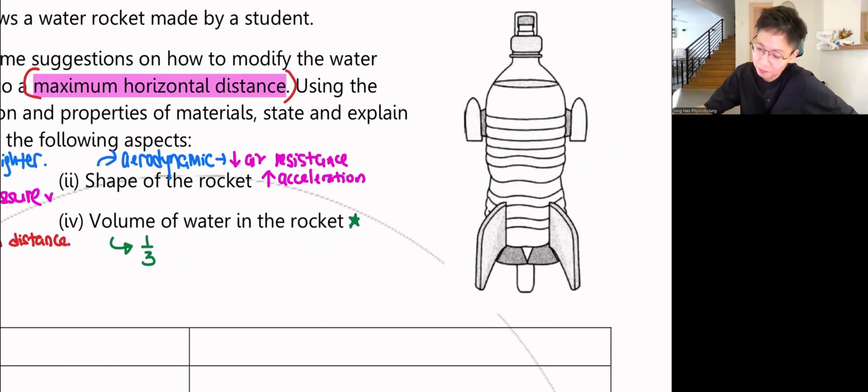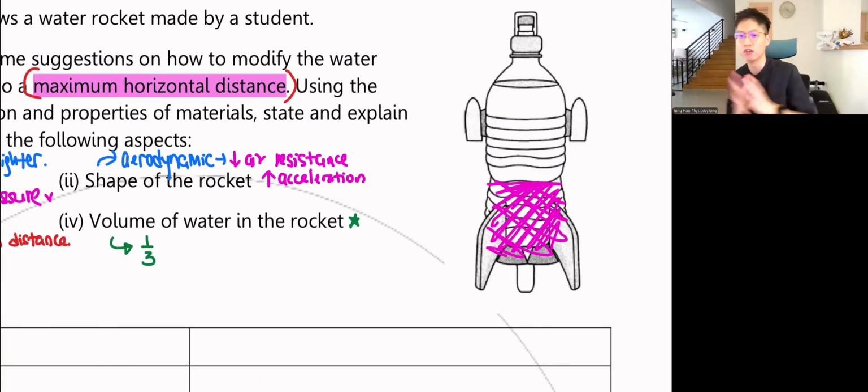Okay, do you all understand what is the purpose? Why do we want to add water in the rocket? Why do we add water into the rocket? What is the purpose?